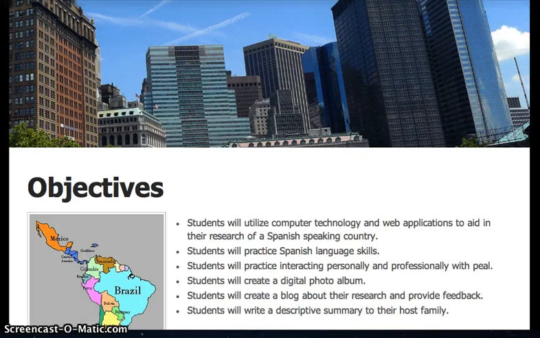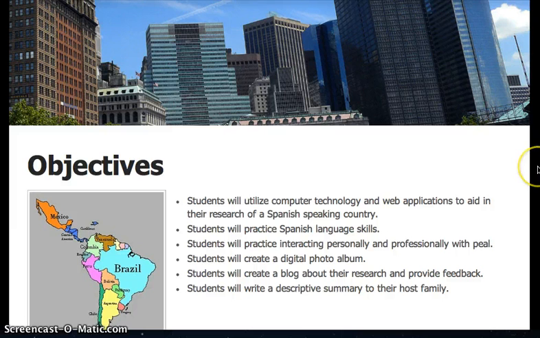They will practice these skills in the use of any future research and to become more familiar with resources on the web. Students will be practicing Spanish language skills. They will also be able to practice interacting personally and professionally with their e-pal. And students will write a descriptive summary to their host family, a little bit of information about themselves so that the family would know who they were when they get there.